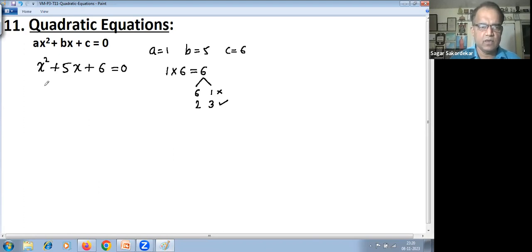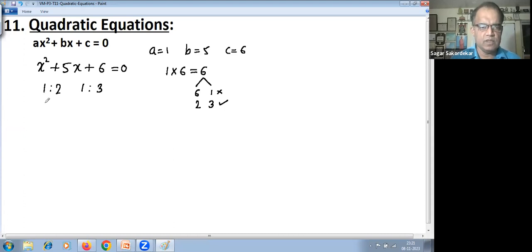Next, take the coefficient of x square, colon, first factor which you have found here, that is 2. Again, take coefficient of x square, that is 1, and second factor. With this, you are ready to get the answer for values of x.